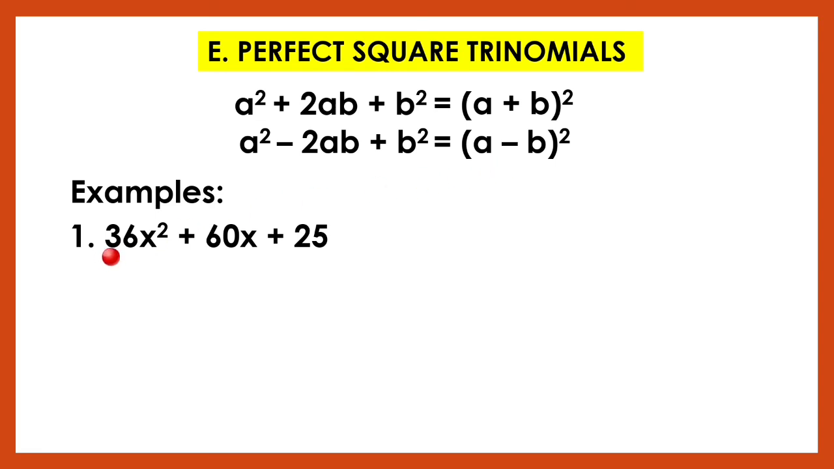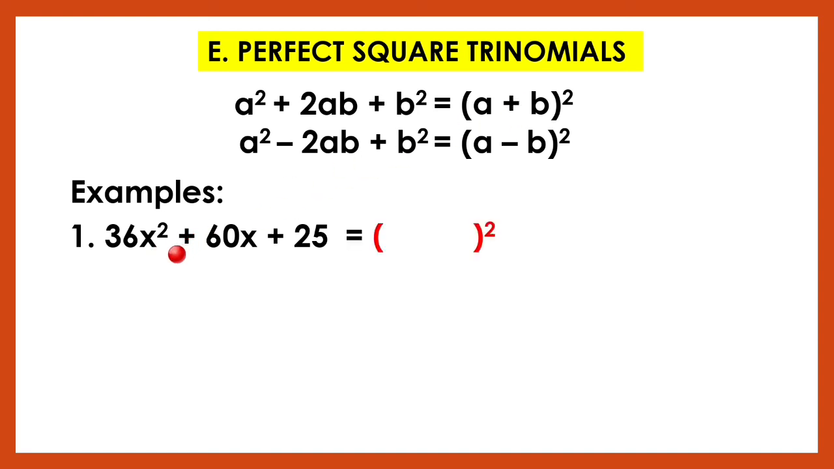Let's have example. Factor 36x squared plus 60x plus 25. So, ang 36x squared ay perfect square. Ang 25 ay perfect square. Paano natin makukuha yung 60x? So, kunin natin yung square root ng 36x squared, that is 6x. Square root ng 25 is 5. So, 6x times 5 is 30x times 2, that is 60x. So, this is an example of perfect square trinomial.